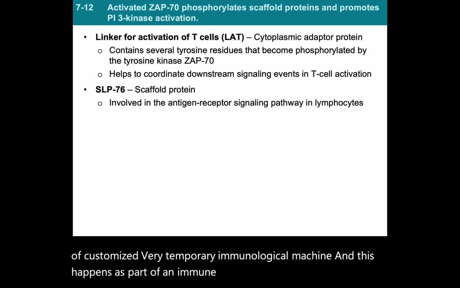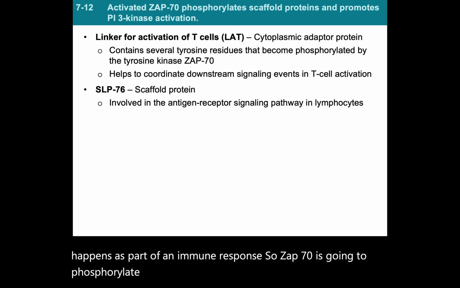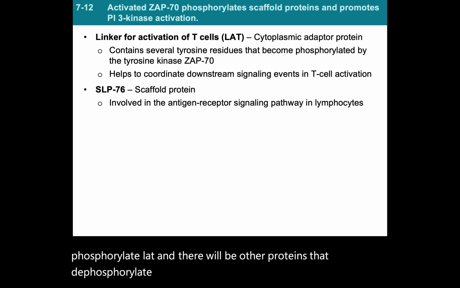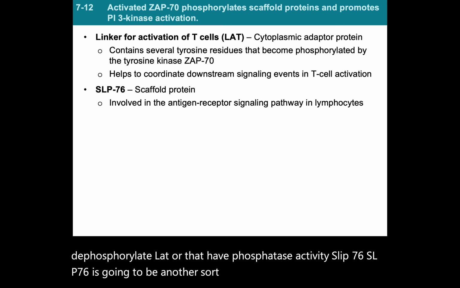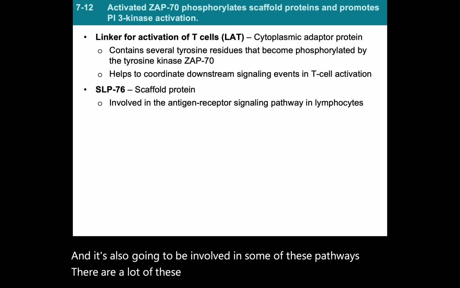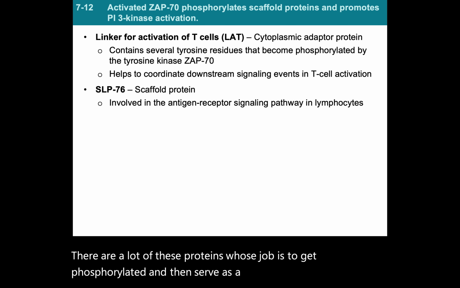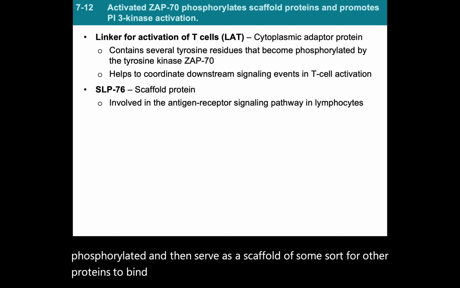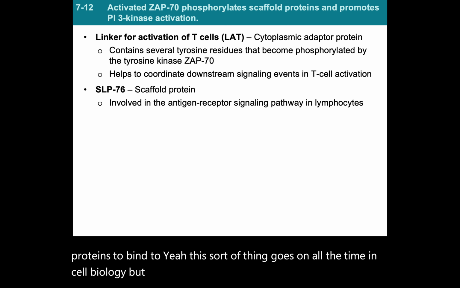So ZAP70 is going to phosphorylate LAT, and there'll be other proteins that dephosphorylate LAT, or that have phosphatase activity. SLP76 is going to be another sort of scaffold protein. And it's also going to be involved in some of these pathways. There are a lot of these proteins whose job is to get phosphorylated and then serve as a scaffold of some sort for other proteins to bind to. This sort of thing goes on all the time in cell biology. But let's just meet a couple of these guys.